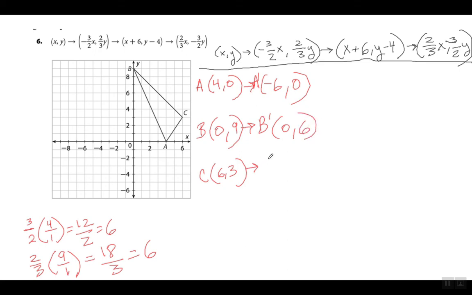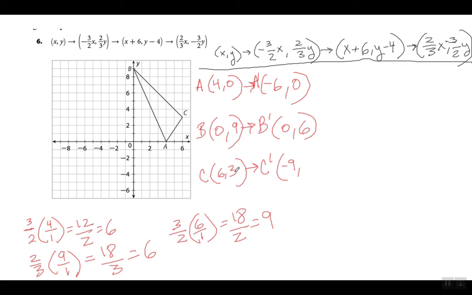And then over here for C prime, I got to do 3 over 2 times 6. Ignore the negative sign for 1 second. 3 over 2 times 6, put a 1 beneath the 6. That's going to give you 18 over 2, which is going to give you 9. And a positive number times a negative number equals a negative number. So I got negative 9.